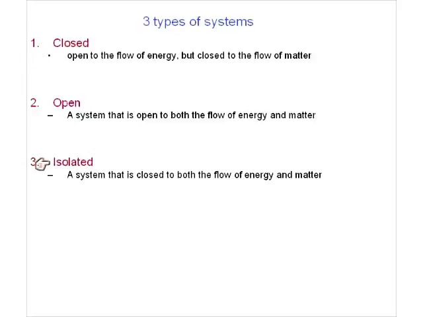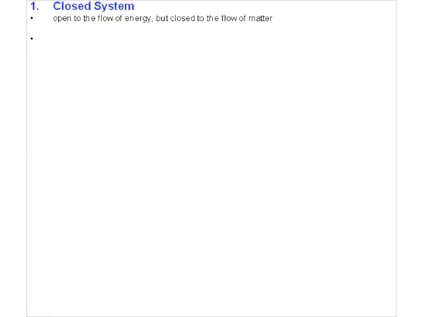An isolated system is one that's closed to both the flow of energy and the flow of matter. And we're going to talk about that one in a sec. So here we go. Let's do some more particulars on a closed system. This one is open to the flow of energy but closed to the flow of matter.